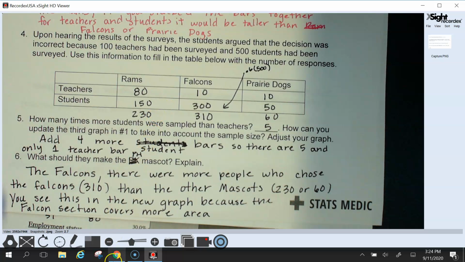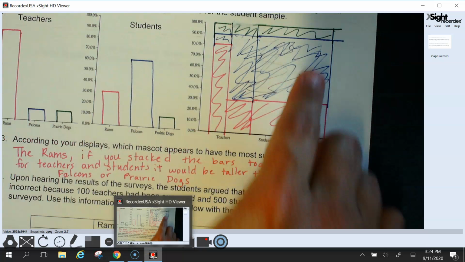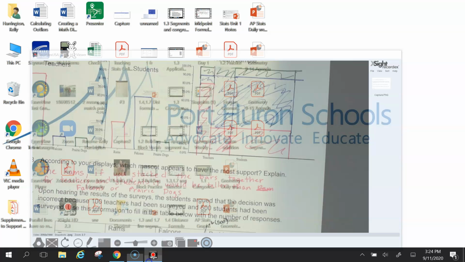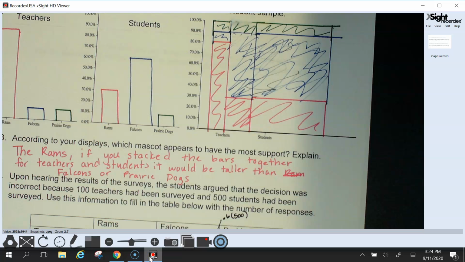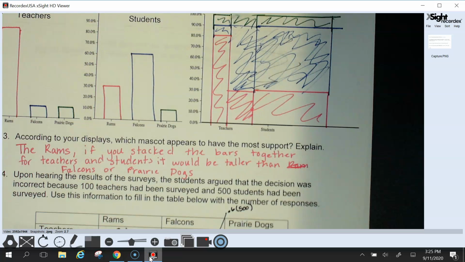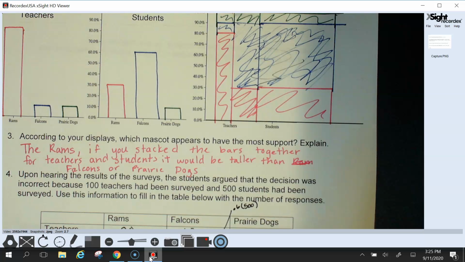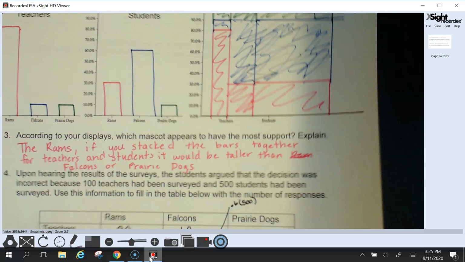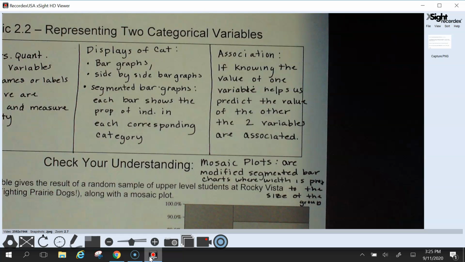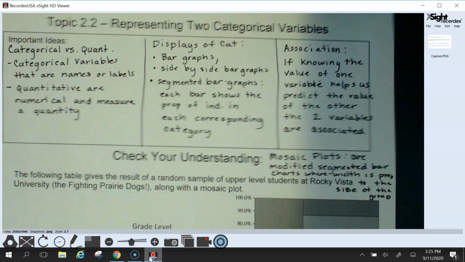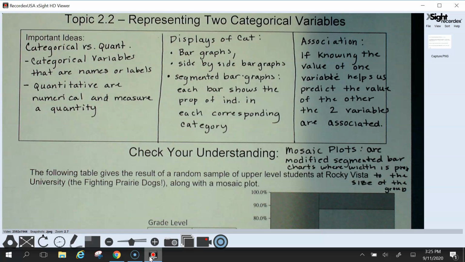Okay, again, you can see that from the area, and you can see that from other cases. So you definitely want to make that your mascot in this case. Okay, so now let's go ahead and look at a few of our important ideas. So you definitely want to copy these down.